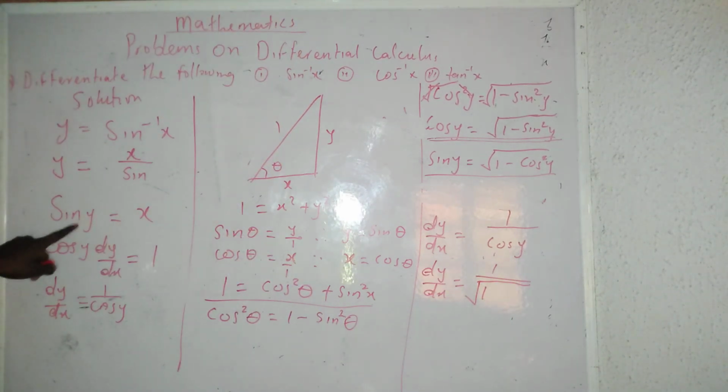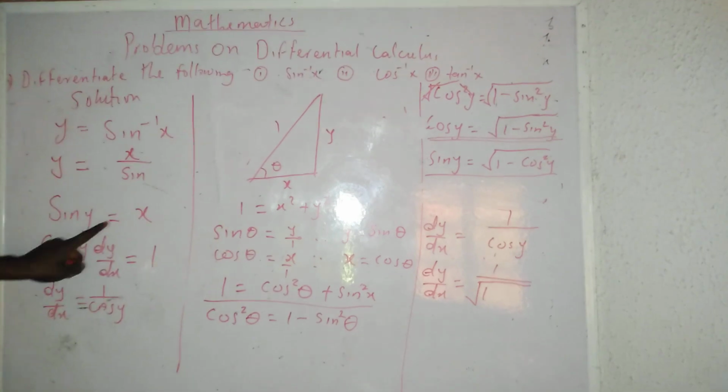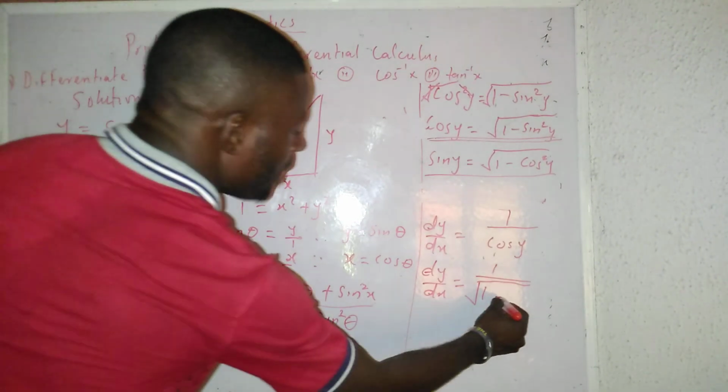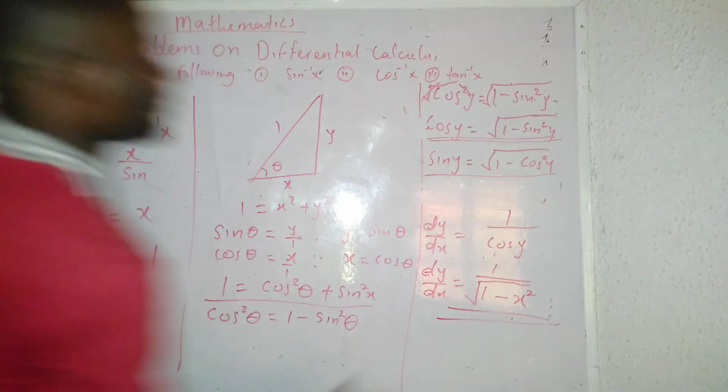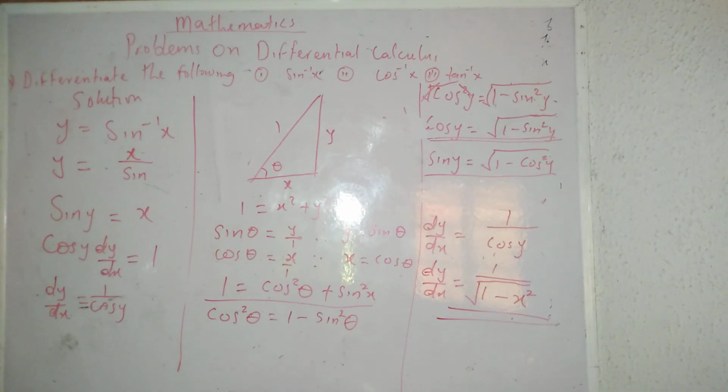My sine y is equal to x, so it is 1 minus x squared. That is my final answer. Okay, this is number 1.